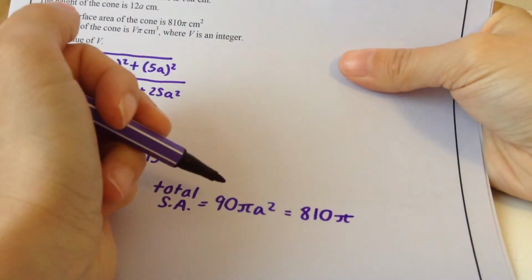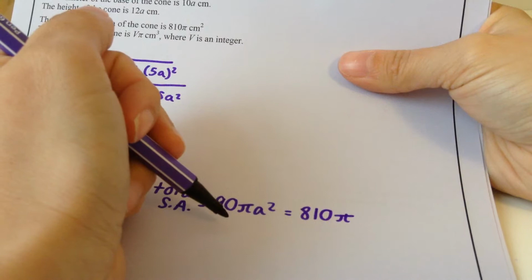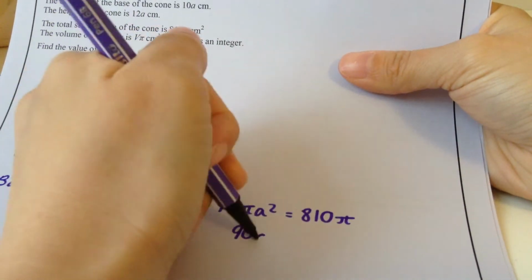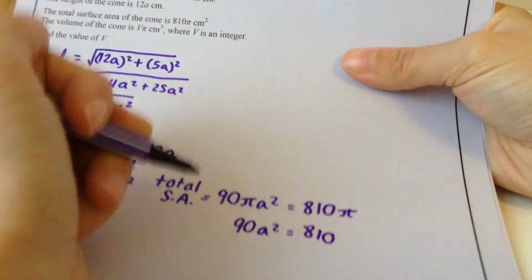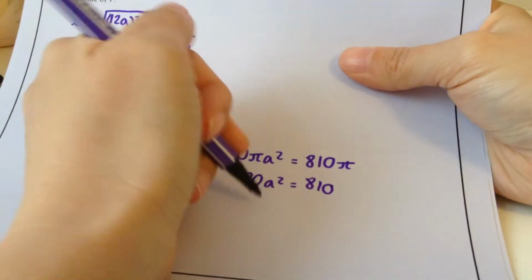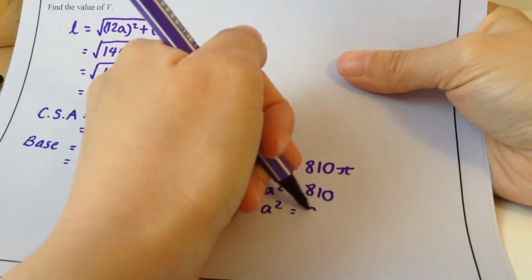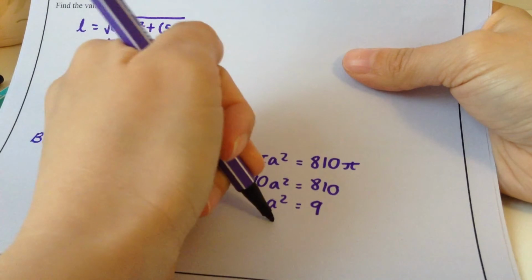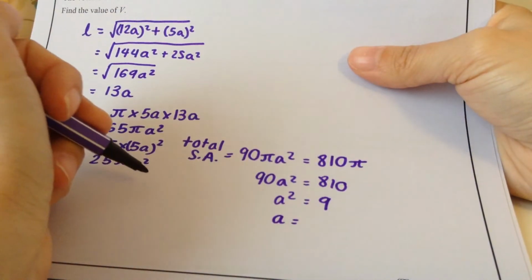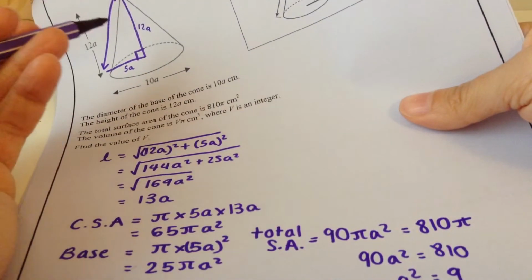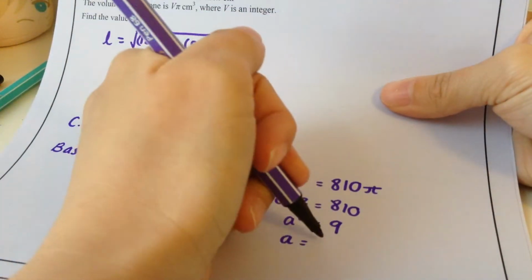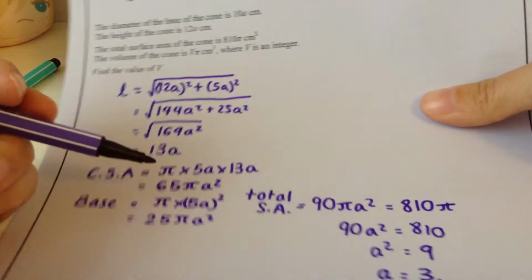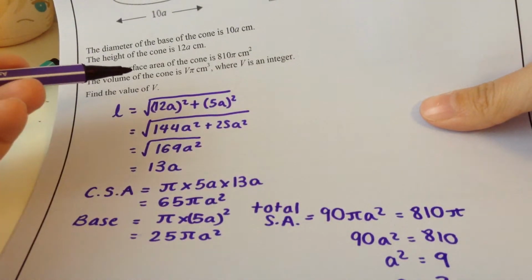Okay, which must mean, therefore, that if I divide both sides by pi, I get that. And if I divide both sides by 90, I get that. And a is therefore going to be plus or minus 3, but obviously it's geometric, so it's going to be positive, so a will be 3. Okay, now I need to work out v.